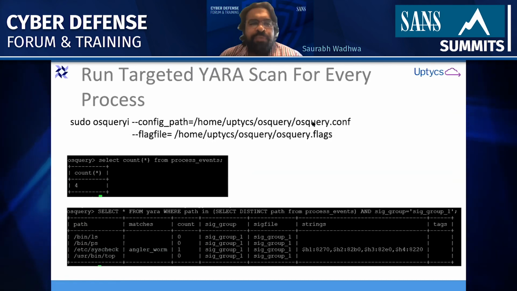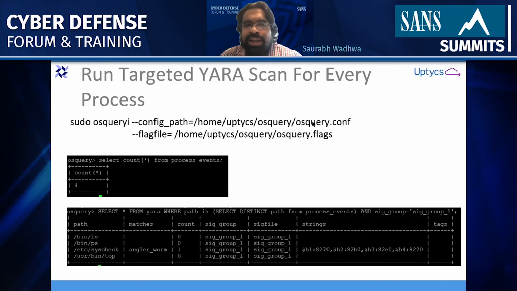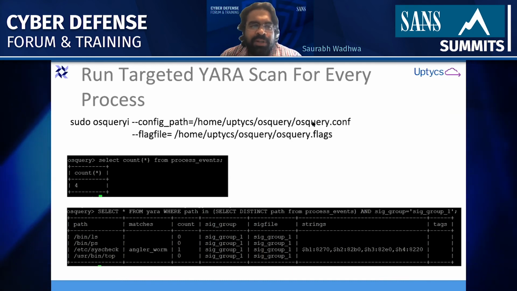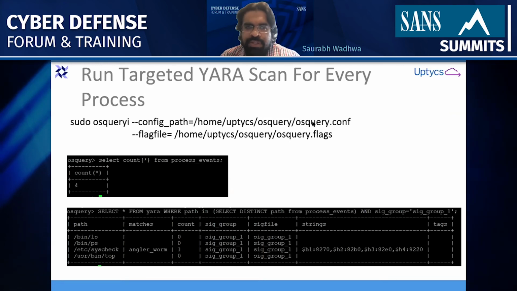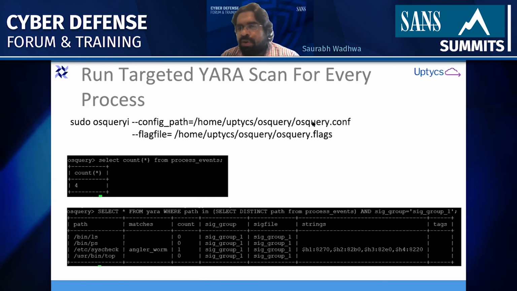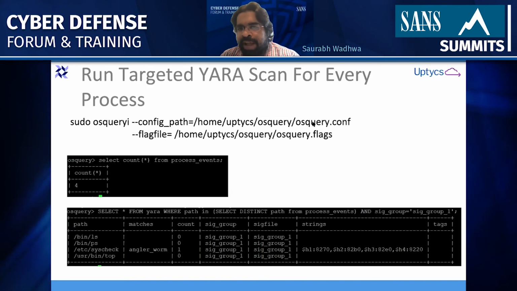And if we want to run a YARA scan for every process from the command line, we can use the interactive command line interface for OSQuery, which is osqueryi. So we can use the command sudo osqueryi and specify the config file, which is the .conf file, and the flag file, which is the osquery.flags file.